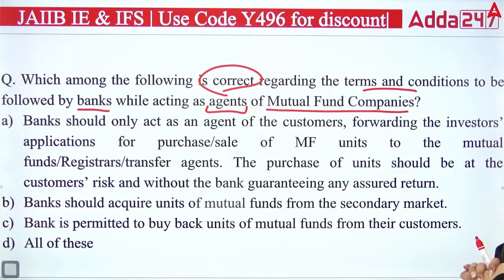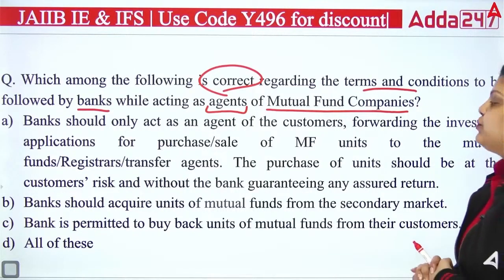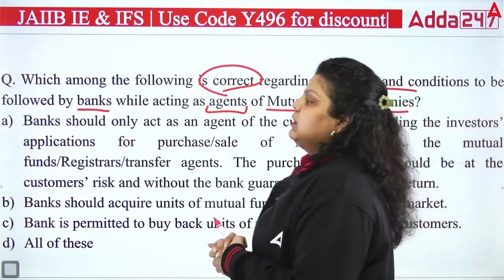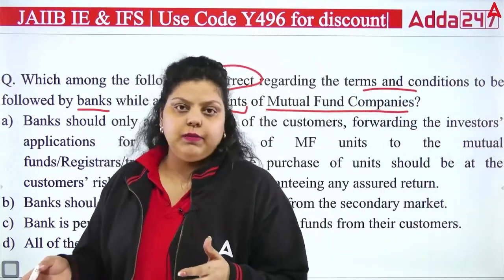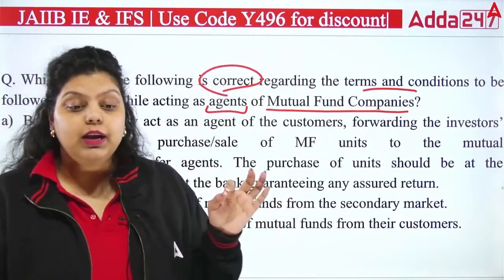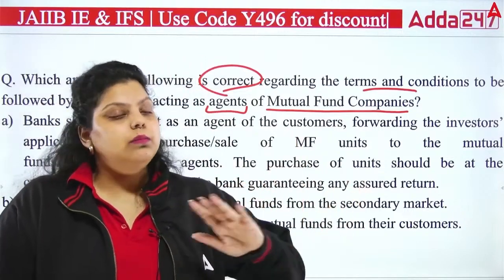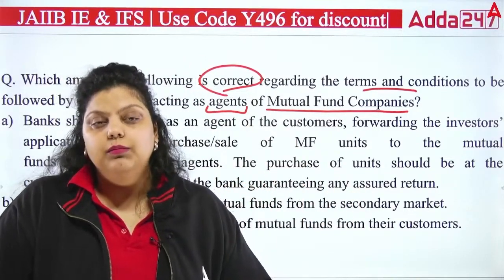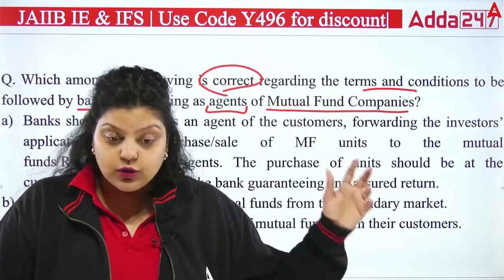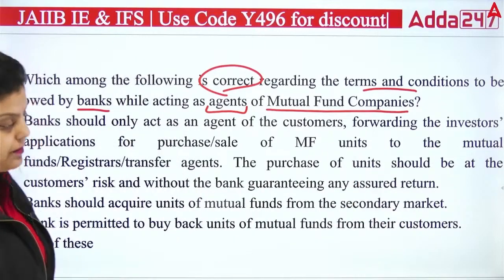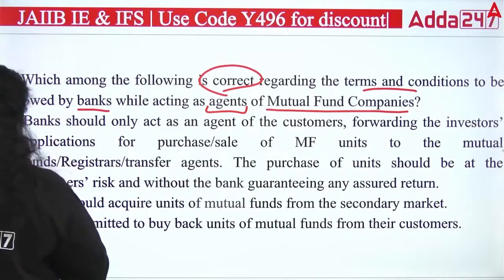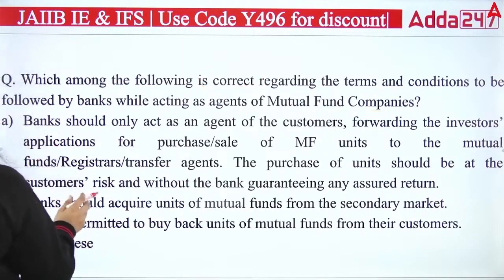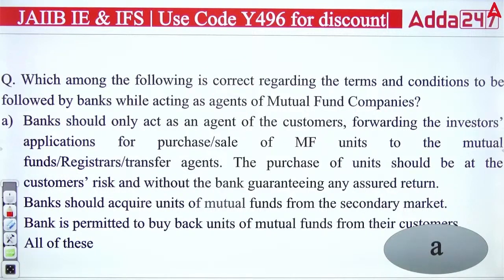And actually, when the bank is performing parabanking services or providing any kind of third party product, the bank cannot take any kind of risk. Risk participation will not be there from the side of the bank in case of any third party product or in case of any parabanking services. So the right answer will be A here. That is the terms and conditions you have to follow in case the bank acts as an agent of the mutual fund company. So the right answer will be A, the first one.